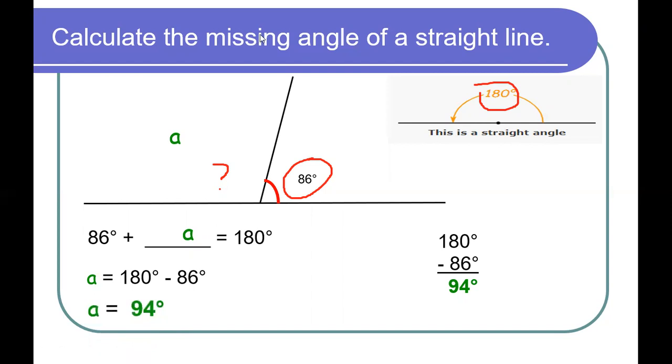If you are going to check your answer, 94 plus 86, because we are making 180. So 10, carry 1, 9 plus 1 is 10, plus 8 is 180. Therefore, our answer is correct. Okay? It's very easy. Let's move on to the next example.